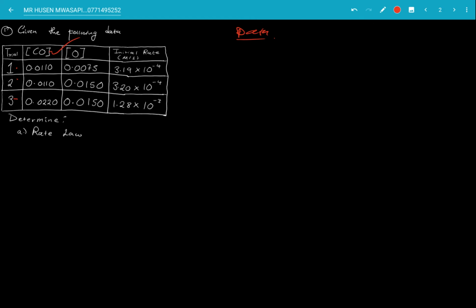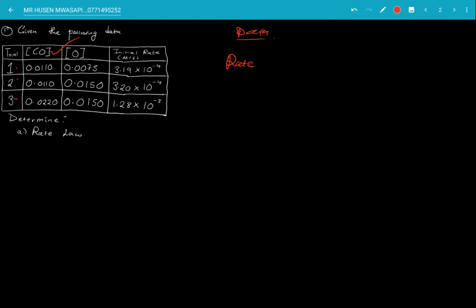So what we're going to do is to look for the concentration that only changed for carbon monoxide, and that was constant for oxygen. So if you look closely, you'd find that it's what? Rate 2 and rate what? 3, which is trial 2 and trial 3. So you're going to get rate 2 and what?